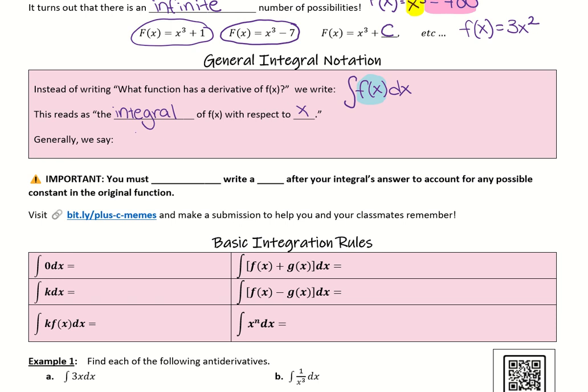And generally we say the integral of f of x with respect to x is equal to a larger function, an antiderivative, one level up, plus c. And again, c represents all the possible constants that we could tack on to the end of the original function. So something important, you must always write a plus c after your integral's answer to account for any constant in the original function.